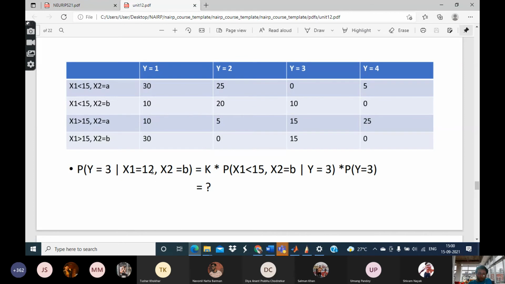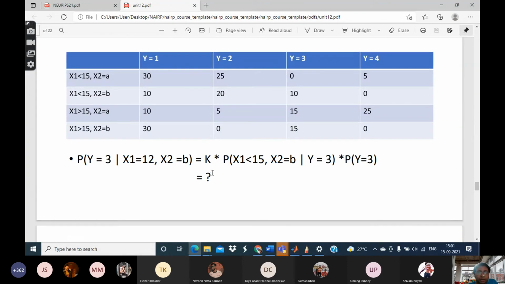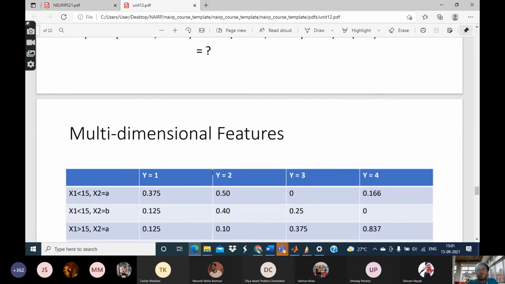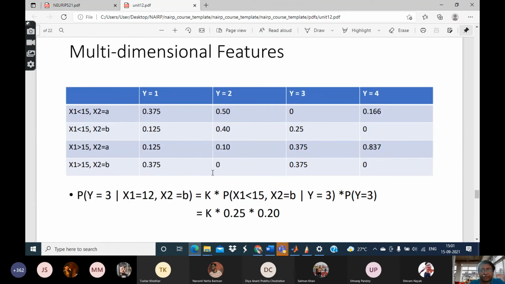So for a particular value of the features, you will calculate the probability of y equal to 1, y equal to 2, y equal to 3 and y equal to 4. In each case you will get k times something. Since it's a probability distribution, they must add up to 1. So you will add them up, get an equation in k, solve for k and use that value here. Okay, this is straightforward. This kind of classifier is known as the Bayesian classifier.